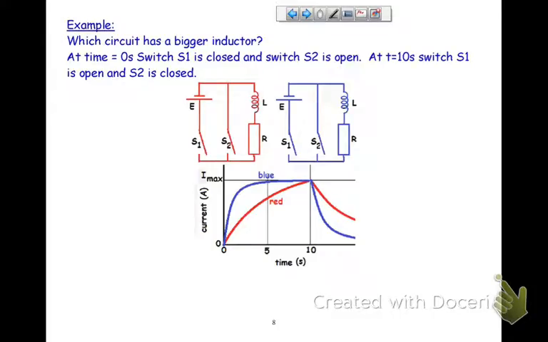A bit of conceptual stuff. Which one of the two traces, current versus time, has the bigger inductor, the red circuit or the blue circuit? It would be the red, actually, because it's slowing you down more. The more the inductance. Well, that's the actual current flow of the battery. This is the current in time. So it's a bit intuitive there.